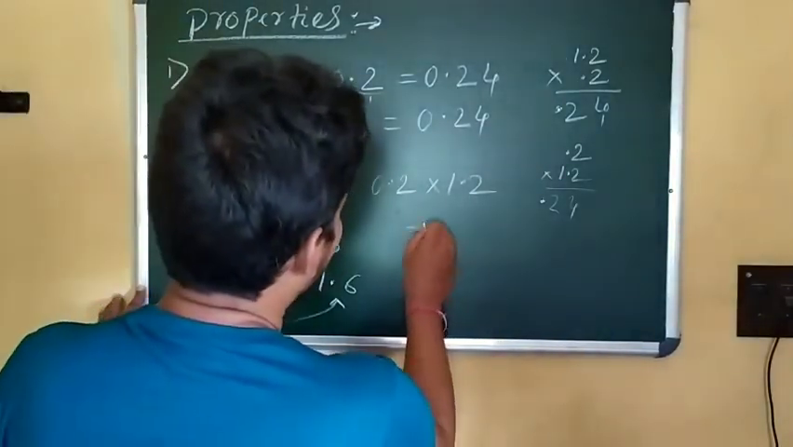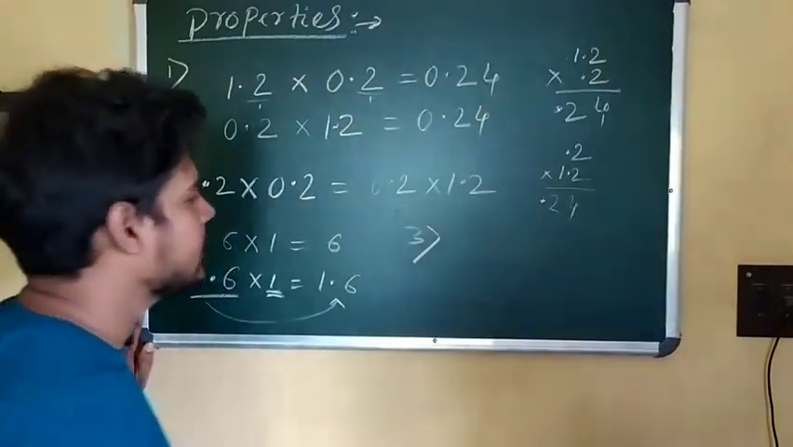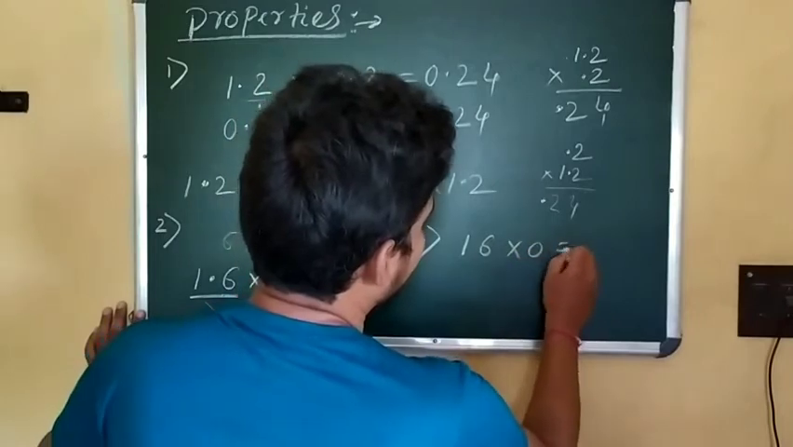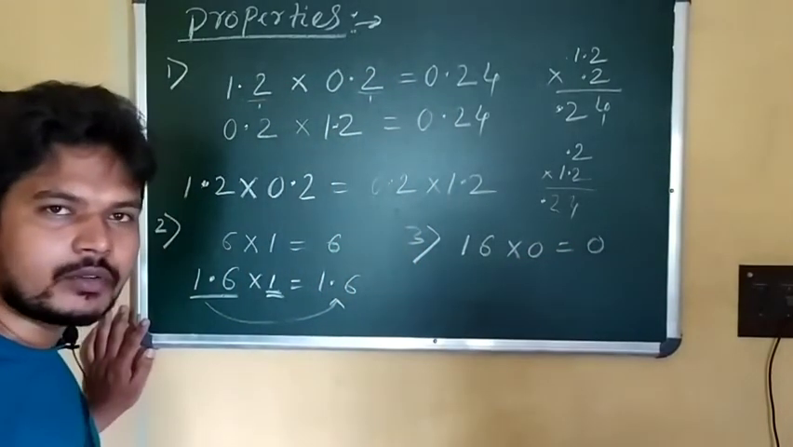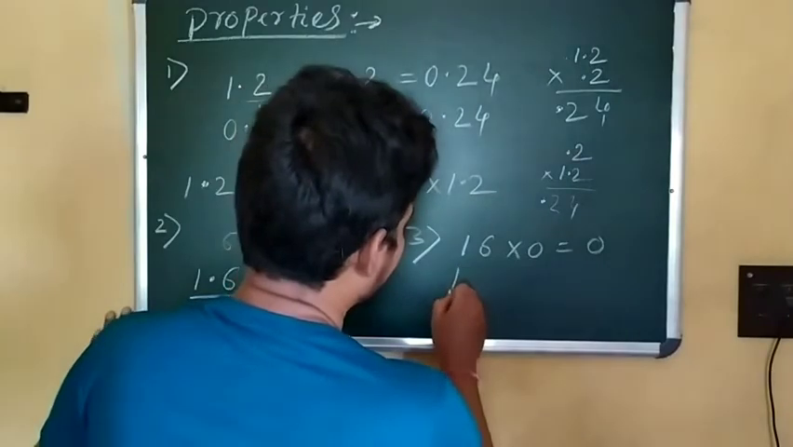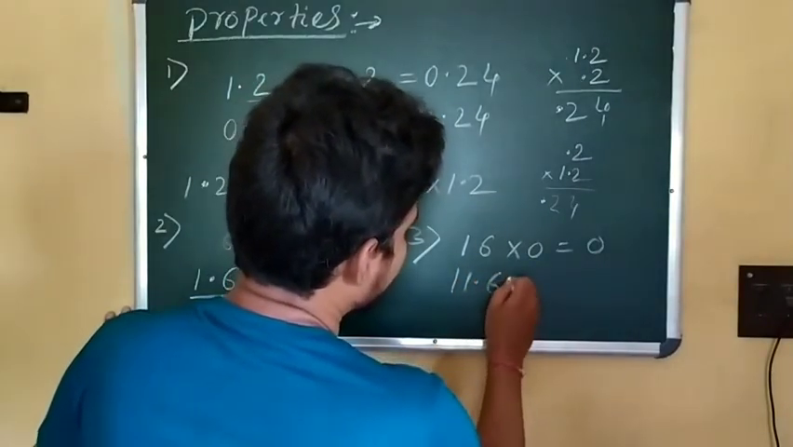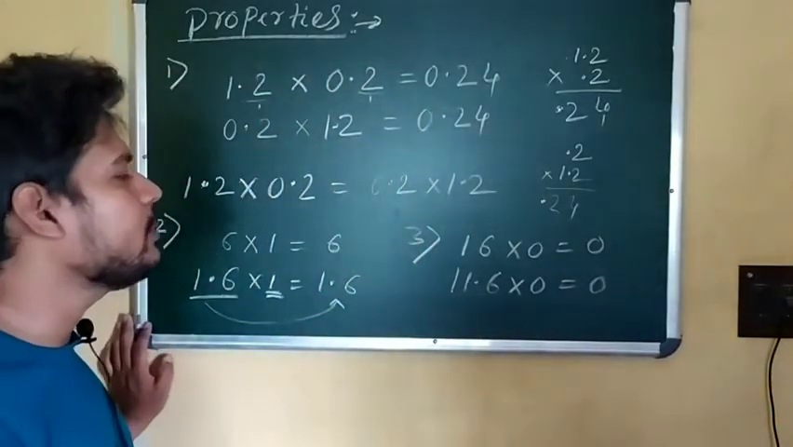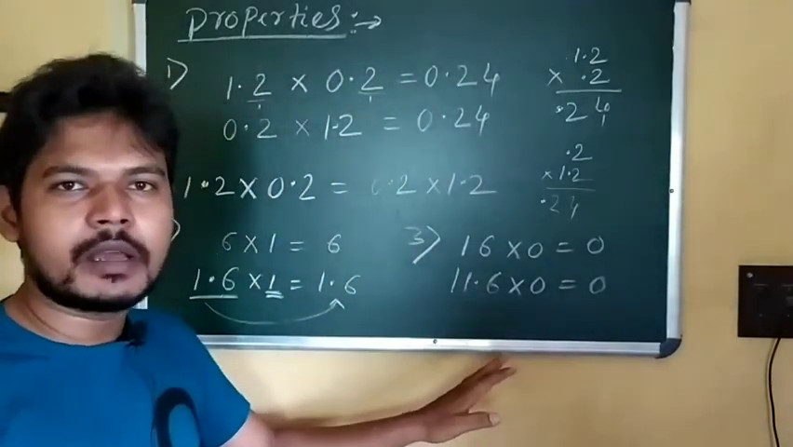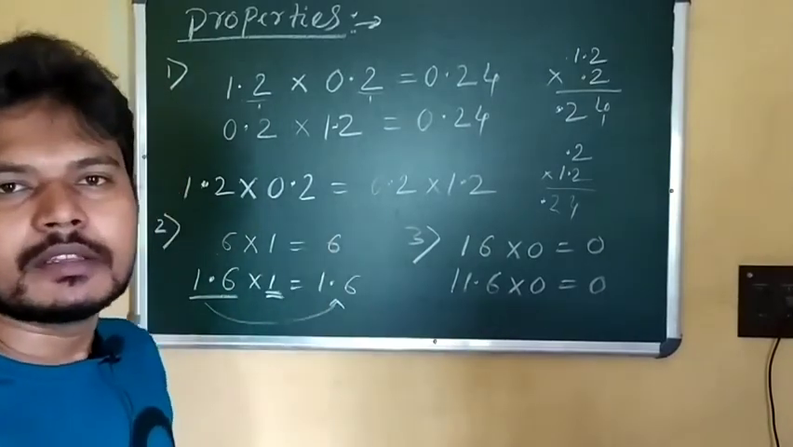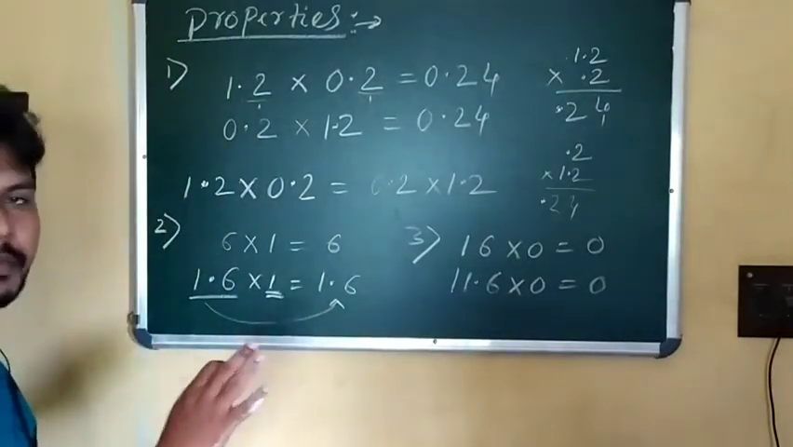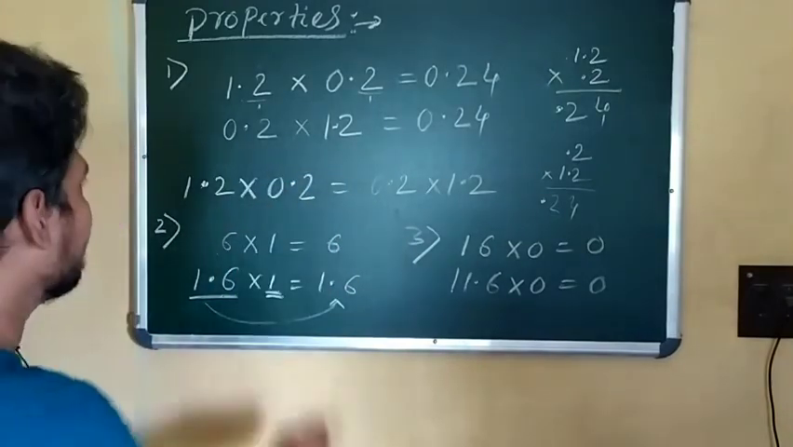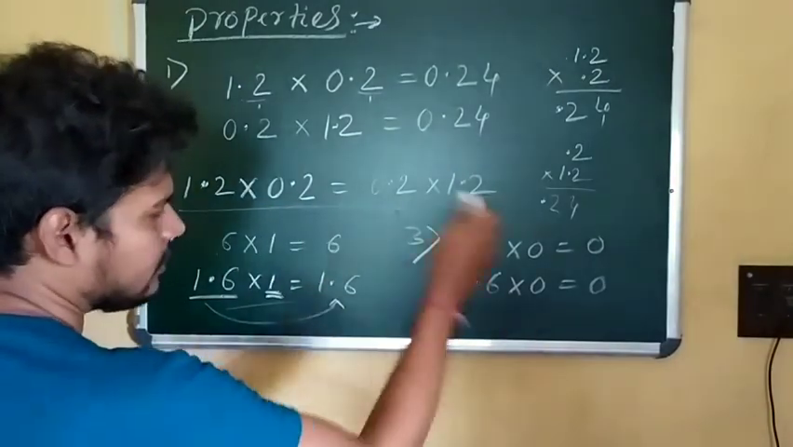Now you come to the third property. You have already learned in case of whole numbers, 16 multiplied by 0, the product will be 0. Here also we have to follow the same thing. 11.6 multiplied by 0, the product will be 0. So when we multiply 0 with any decimal number, always the product will be 0. So that is our third property. So these all three are the properties of the multiplication of the decimal number: the first one, second, third.